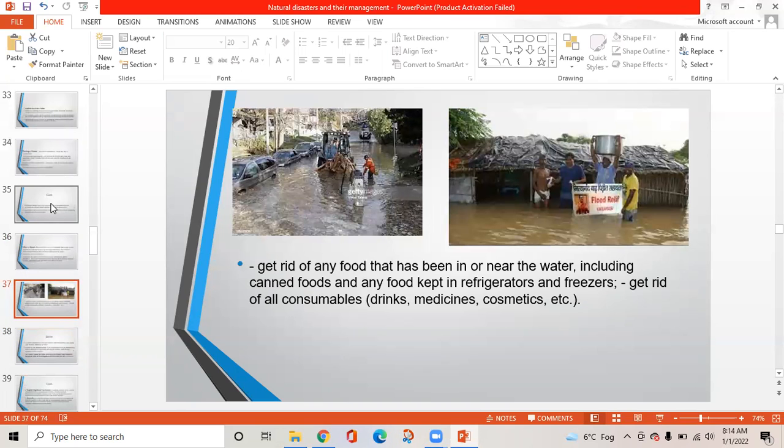Get rid of any food that has been in or near the water, including canned foods and any food that is kept in the refrigerator and freezer. Get rid of all consumables like drinks, medicines, cosmetics, etc.